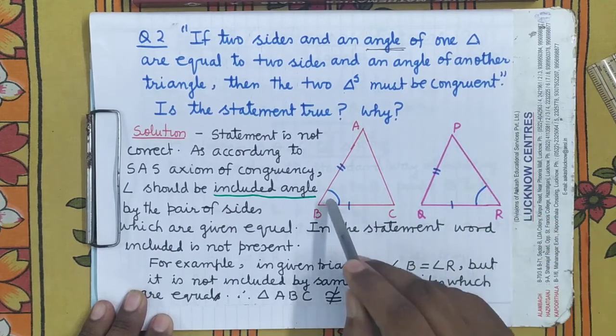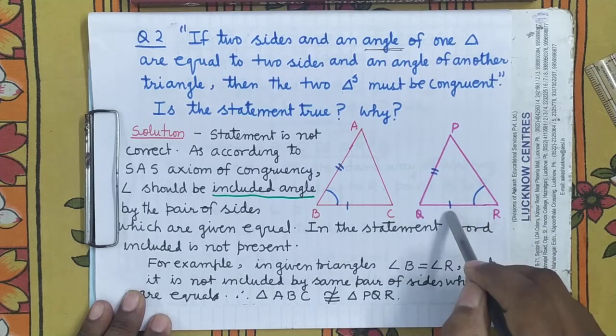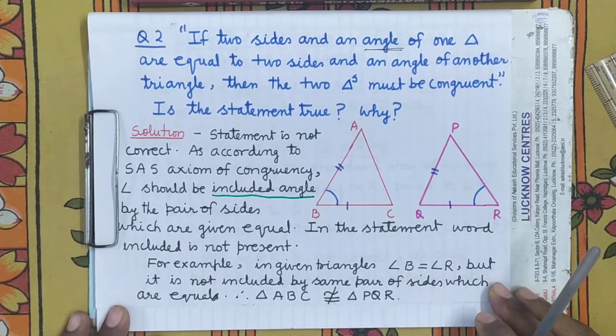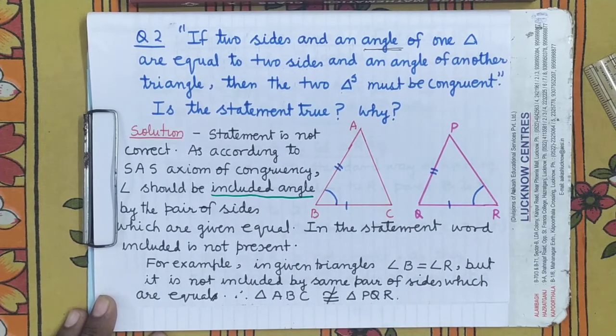Here the included angle is this, but here this angle is not included by these two sides. Therefore the triangles will not be congruent. Is it clear? So this statement is not correct. Why is it not correct? Because the word "included" is missing.